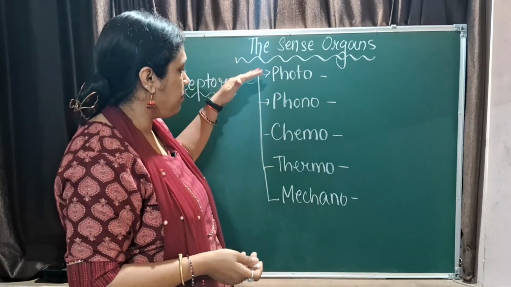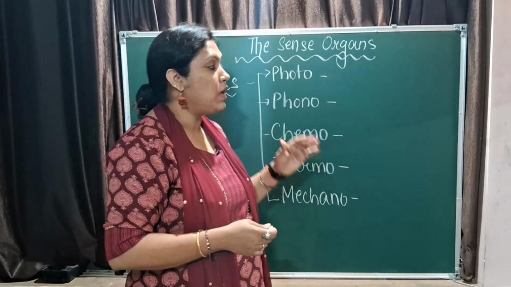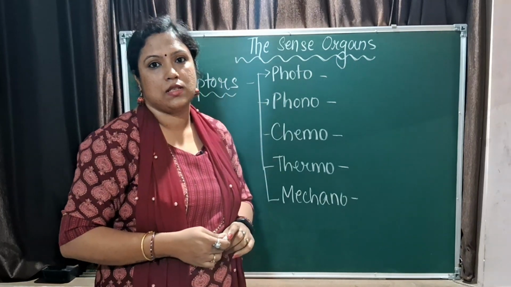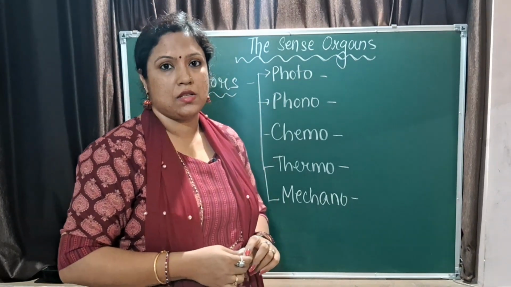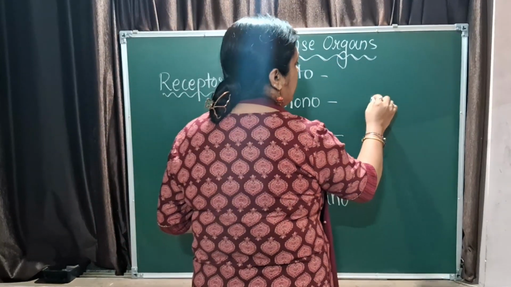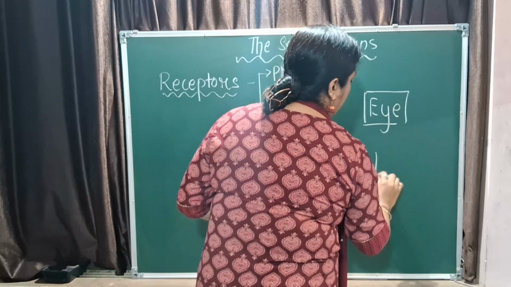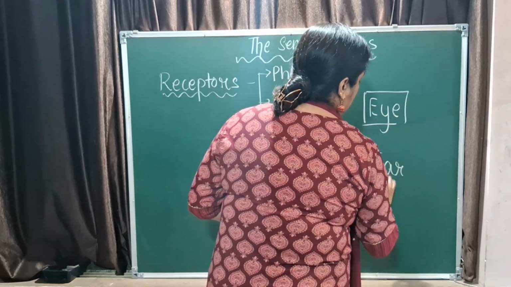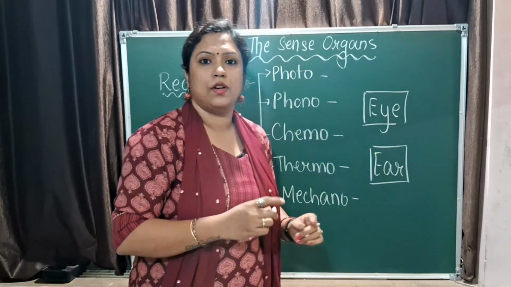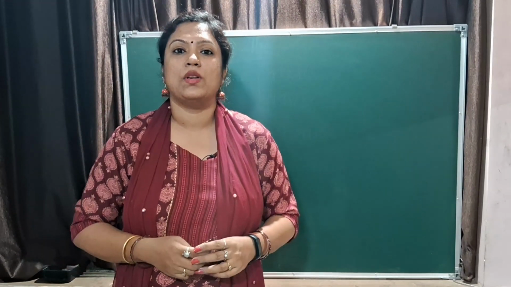So we can receive these kinds of stimuli in our system because of the presence of these receptors. In your examination, there are two sense organs that we have to study in detail. One is the eye and the other one is the ear. So let us quickly dive into the topic. Let us talk about the eye first.